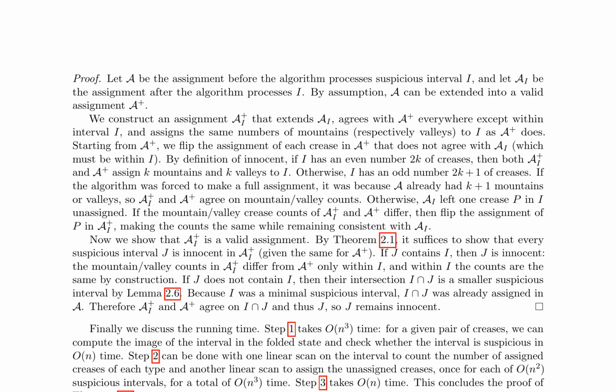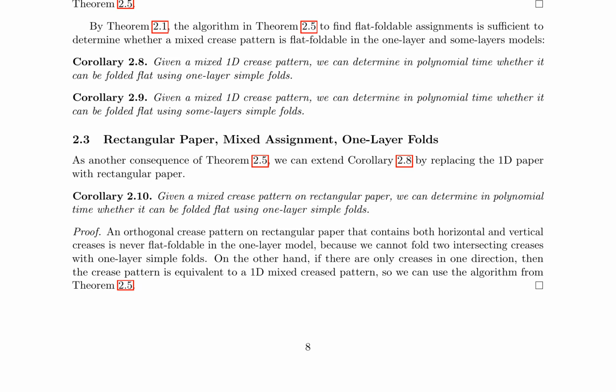Theorem 2.5 is then used to prove corollaries 2.8 and 2.9, which state that it is possible to determine in polynomial time whether a mixed 1D crease pattern can be folded flat using one layer's simple folds or some layer's simple folds, respectively. Furthermore, corollary 2.10 is proven, extending corollary 2.8 to rectangular paper.